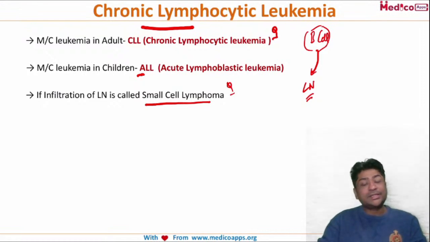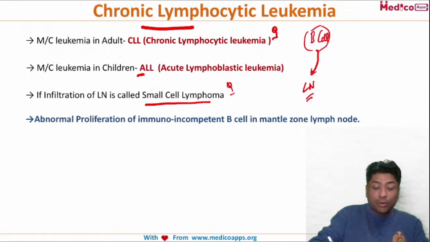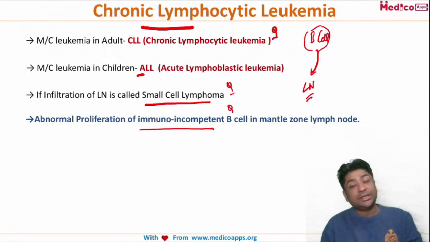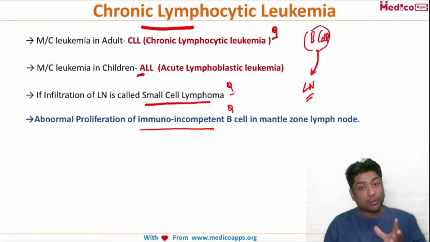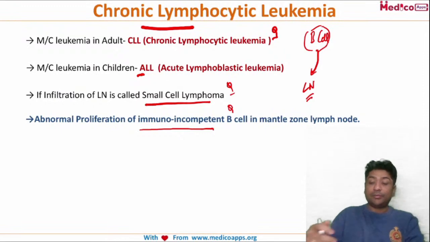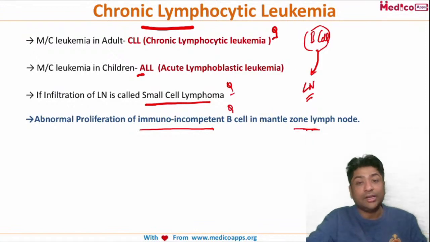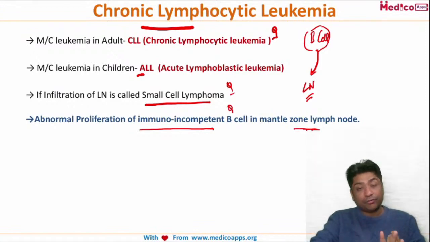So what is the basic pathology here? There is an abnormal proliferation of immuno-incompetent B cells. Now this word is very important. There is a proliferation of B cells, but they are immuno-incompetent. And they generally start proliferating in the peripheral blood as well as in the mantle zone of the lymph node. So these are the important one-liners which you have to remember about chronic lymphocytic leukemia.